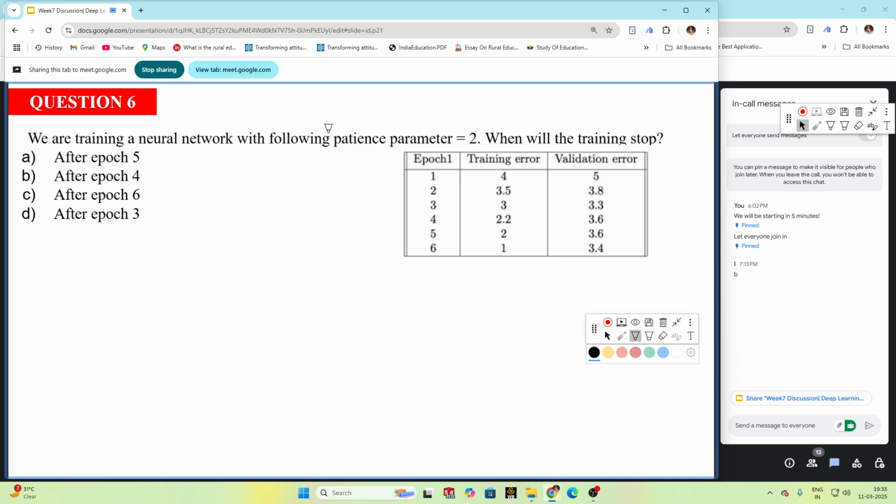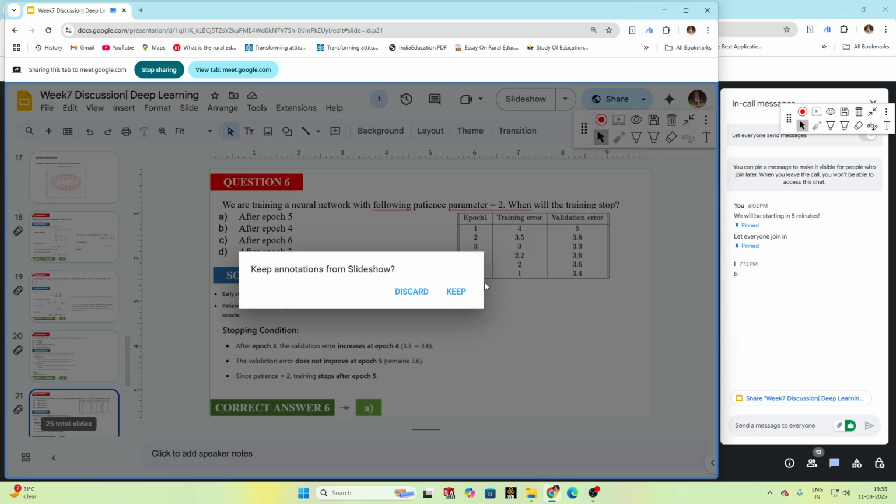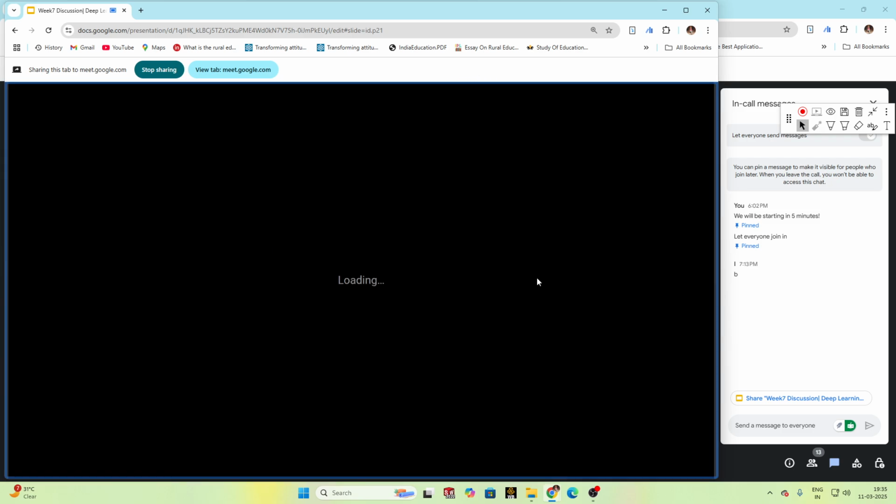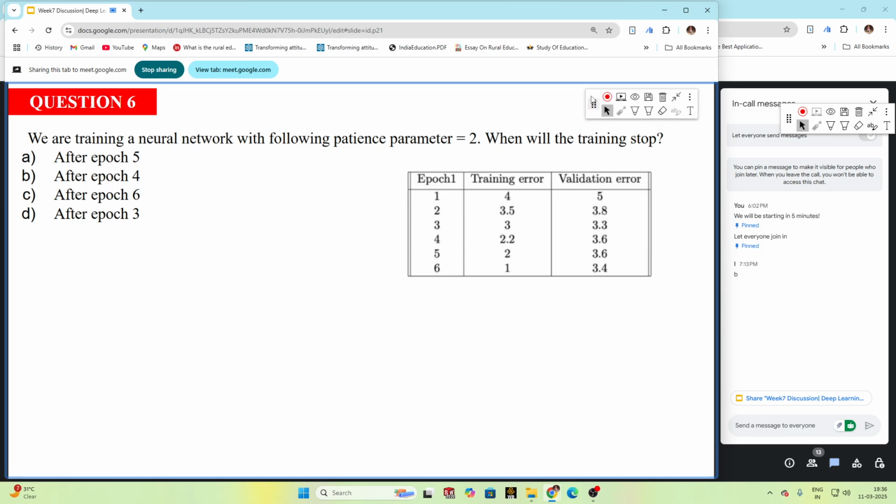We are training a neural network with the following patience parameter. This is a very important question on the patience parameter. So when will the training stop? Now it is more clear. So this is your table, and it has been asked when the training will stop. The options given are after 5 epochs, after 4 epochs, after 6 epochs, and after 3 epochs. Any guesses for this?